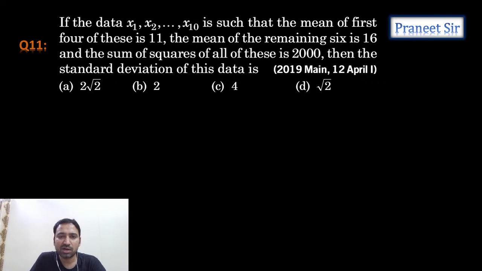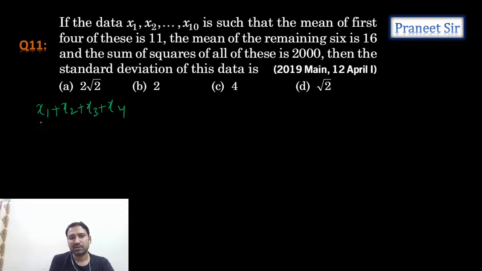x1, x2, x3, and so on up to x10 are such that the mean of the first 4 terms is 11, the mean of the remaining 6 terms is 16, and the sum of the squares of all of them is 2000. Then find the standard deviation of this data. First we need to calculate the mean, guys. For the first 4 data, x1 plus x2 plus x3 plus x4 by 4 is 11. From this we can calculate x1 plus x2 plus x3 plus x4, which is 44.